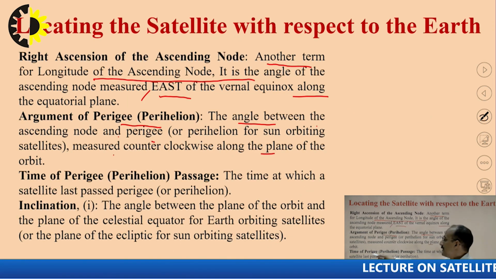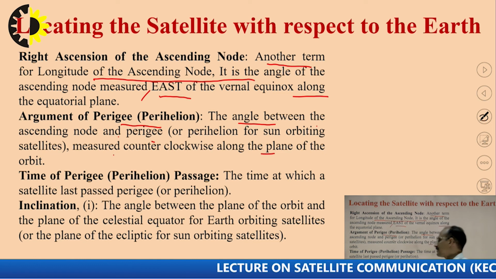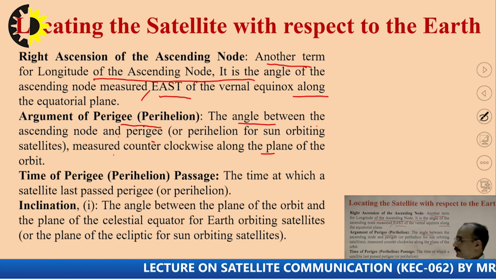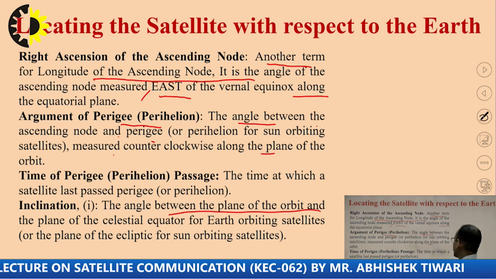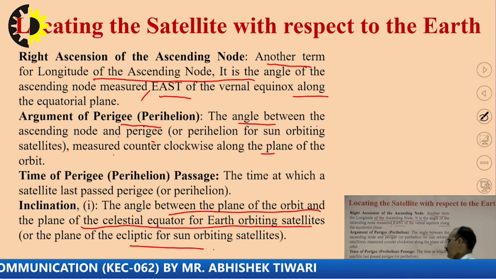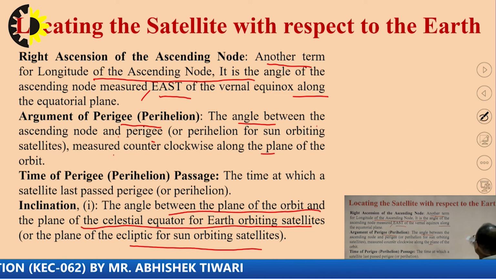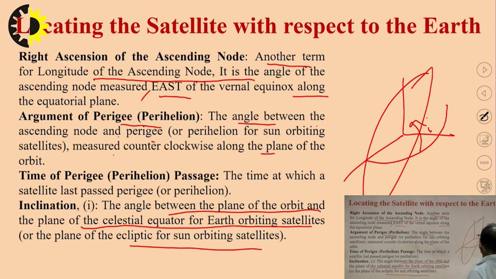Number nine, time of perigee, or time of perigee passage. The time at which the satellite last passes perigee, that is the time of perigee passage. Similarly, inclination. Inclination is the angle between the plane of the orbit and the plane of the celestial equator for earth-orbiting satellites, or the plane of the ecliptic for sun-orbiting satellites. In this diagram you can see the xy axes, which is the equatorial plane. At the angle i there is another orbit, and the angle between them is known as the angle of inclination.